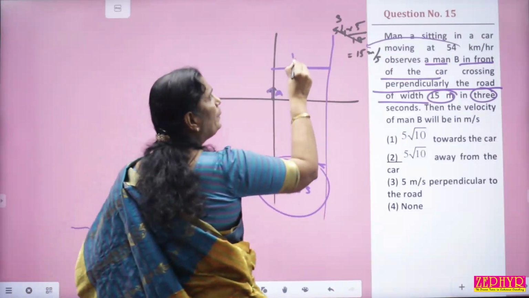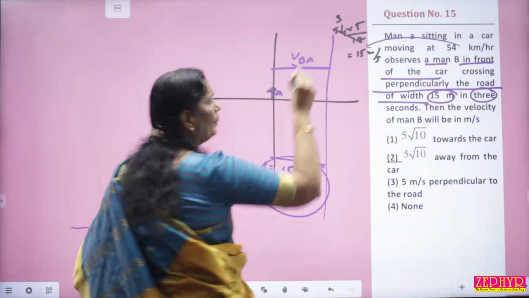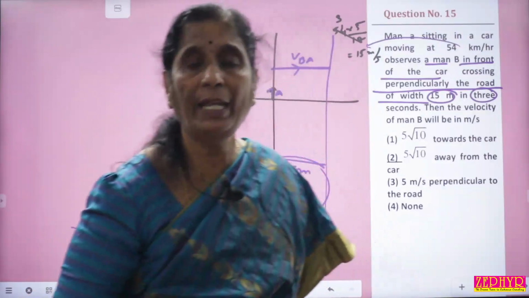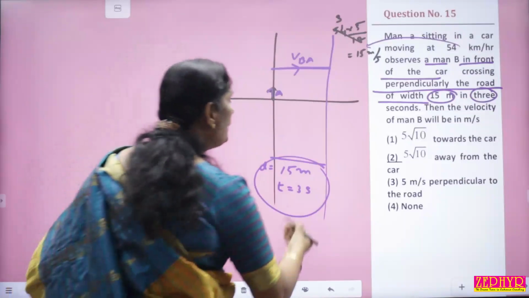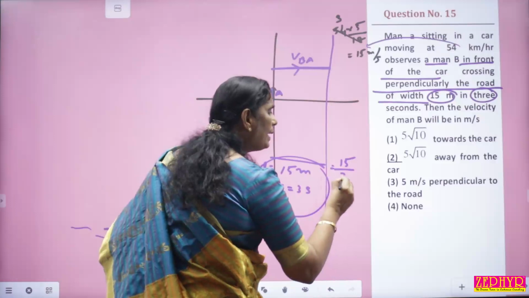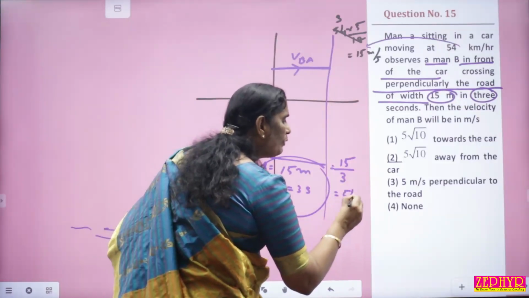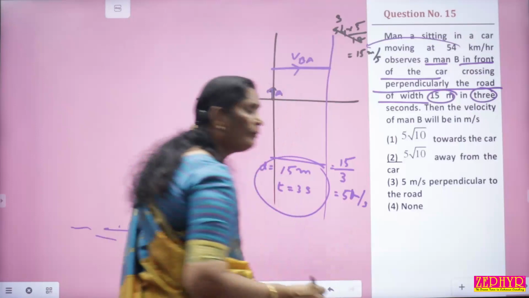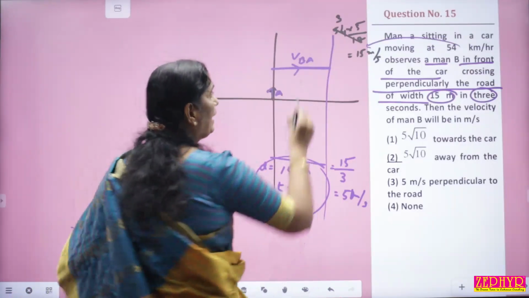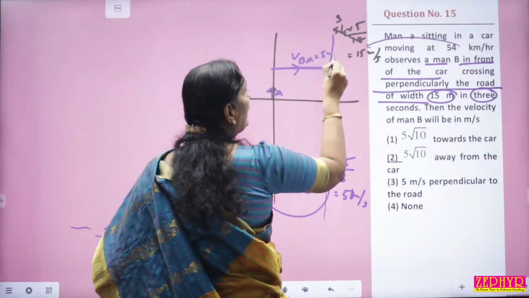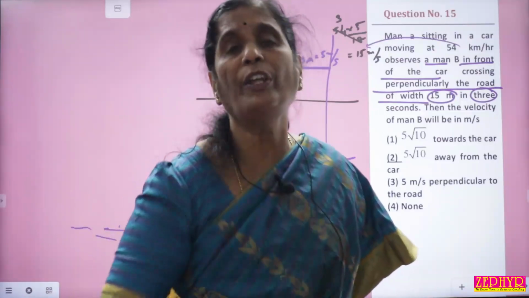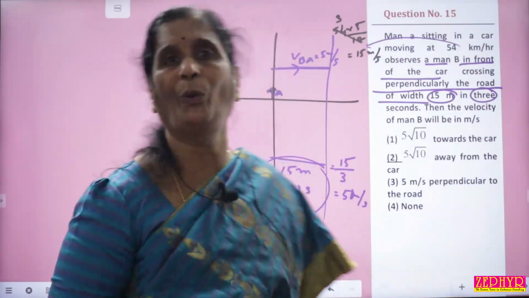Okay. VBA. That is the observation of A with respect to B. Velocity of B with respect to A. Okay, relative. What is the distance traveled? 15. What is the time taken? 3. So that fellow appears to travel with a velocity of 5 meter per second. So this will be 5 meter per second. It is not the original velocity. A feels as if that fellow is going with 5. That is called relative. Okay.